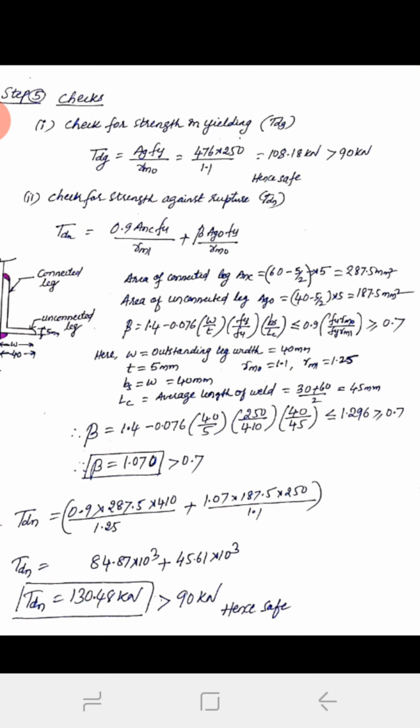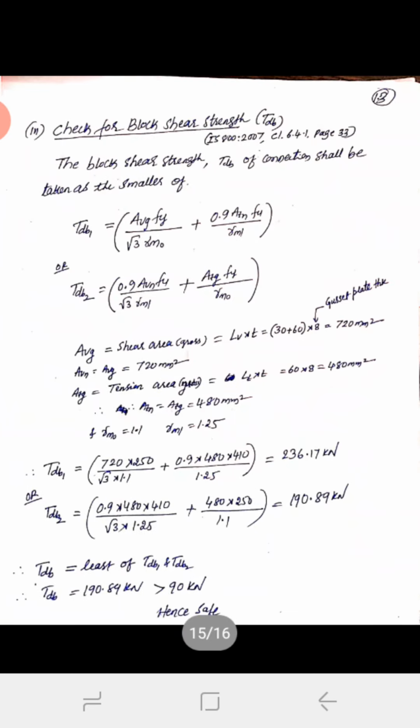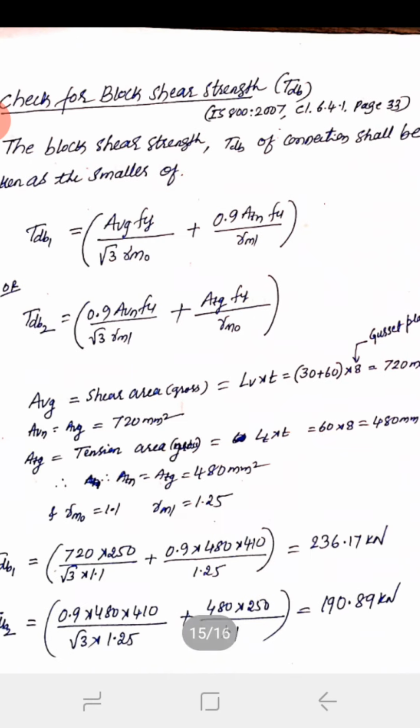Then substitute all the values in TDN, you will get TDN as 130.48 kilonewton, which is more than 90 kilonewton, hence safe in rupture. So it has passed in the second case also. Okay, next, the third one is the check for block shear strength.